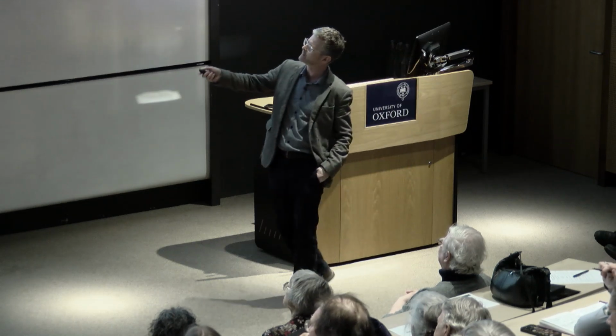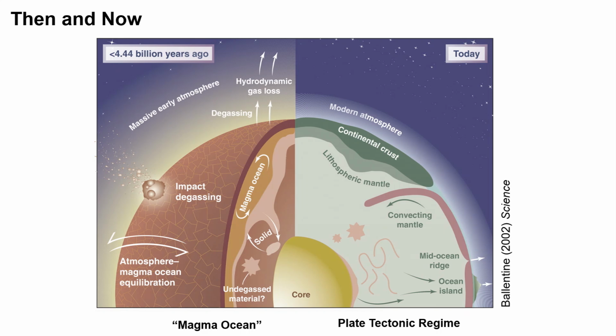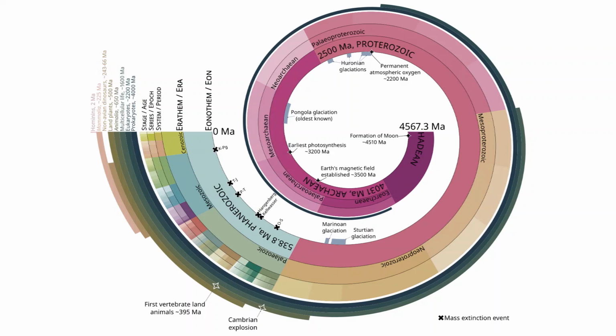So this is a very dynamic system, and the question I want to address is, how did we go from one state on the left to the one on the right? And we did this over 4.5 billion years, as I said.